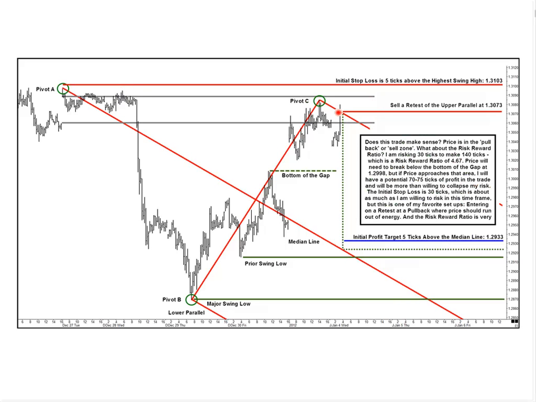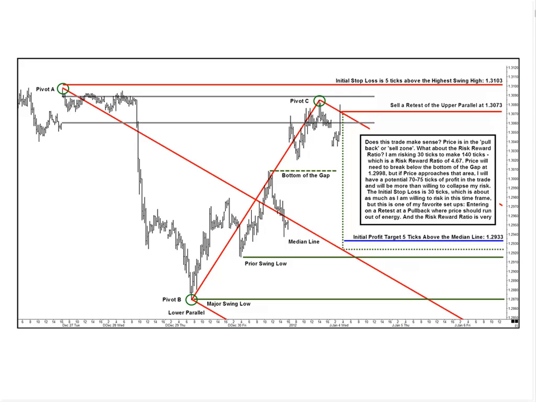Price will need to break below the bottom of the gap here at 129.98, but if price approaches that area, I'll already have a potential 70 to 75 ticks of profit in the trade, and I'll be more than willing to try and collapse my risk. Now, the initial stop loss is 30 ticks, which is about as much as I'm willing to risk in this time frame. But this is one of my favorite setups, the test and retest.